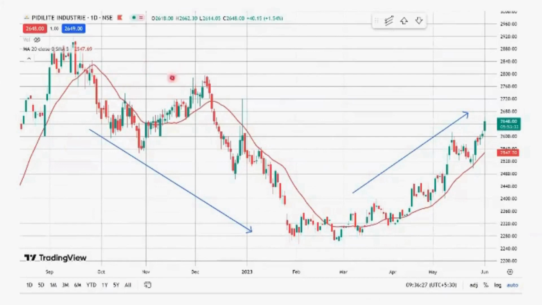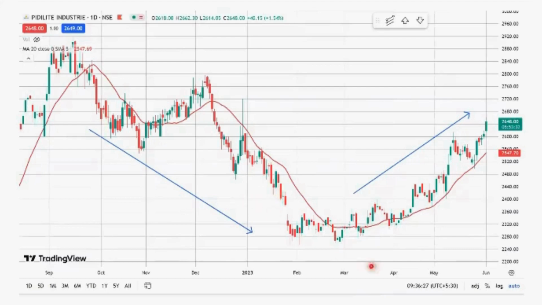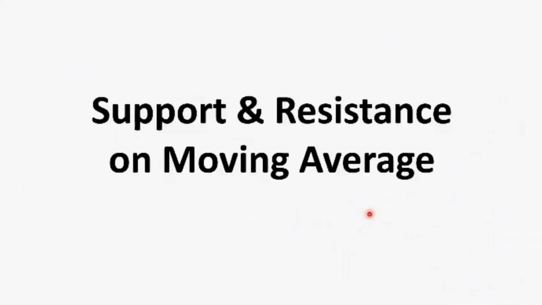You can see this is the daily candlestick chart of Pidilite Industries, and over here you can see that the moving average is falling down, so the price is in downtrend. And over here at the bottom, when the moving average starts to rise, the price turns into uptrend. So now you understand how to identify the price pattern, the trend, using the moving average. So let us go to step 2 of our strategy, that is support and resistance on moving average.